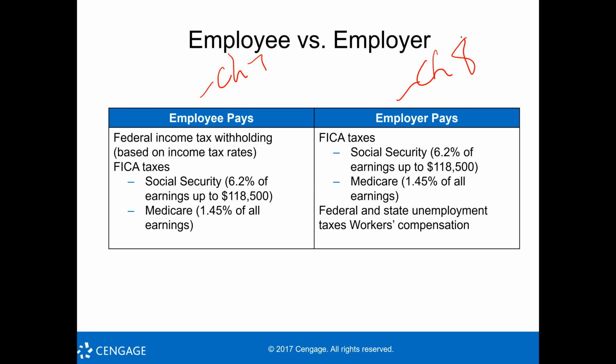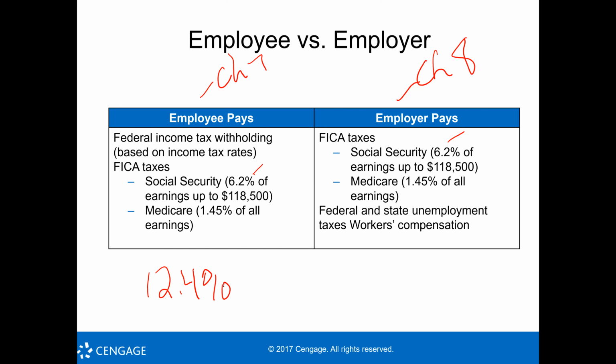And then the employer does not pay federal income tax on the employee's wages, right? So just the employee pays federal income tax. Employer does not. But again, the employer does match the FICA taxes. So 6.2 employee, 6.2 employer. So again, 12.4% is getting paid into Social Security on your behalf.